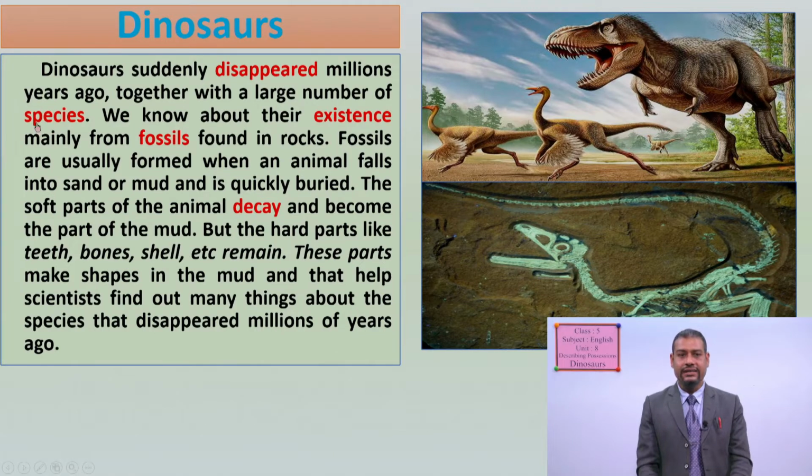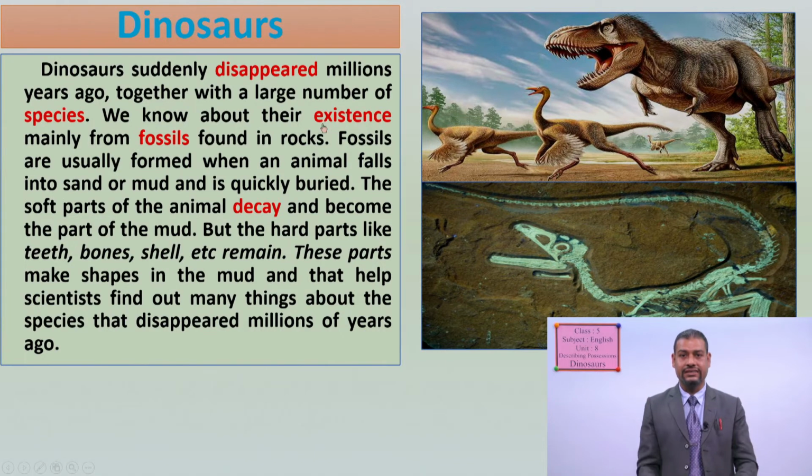Now let's pronounce this word. First of all, spell it. S-P-E-C-I-E-S, species. So you also pronounce with me, species. Once again, please. Species. Now one more time. Species. Very good.